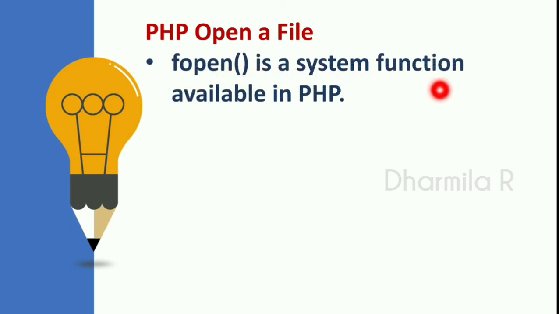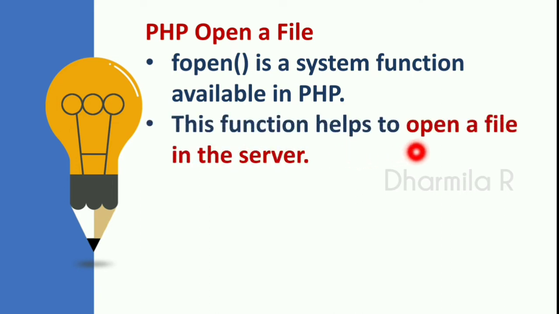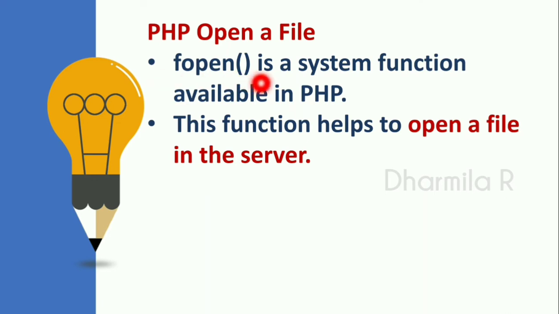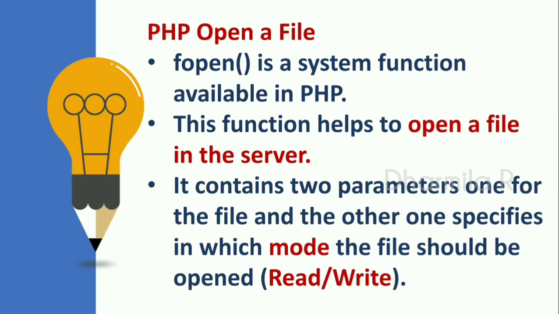fopen is a system function available in PHP. This function helps to open a file in the server. So this fopen function has two parameters. One is to specify the file name, which file should be opened. So we have to write the name of the file. And the other one is to specify the mode of the file. Mode means you can give permission for reading or you can give permission for writing. So these are the two parameters under the fopen function.